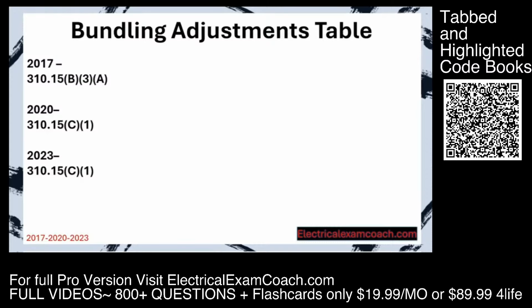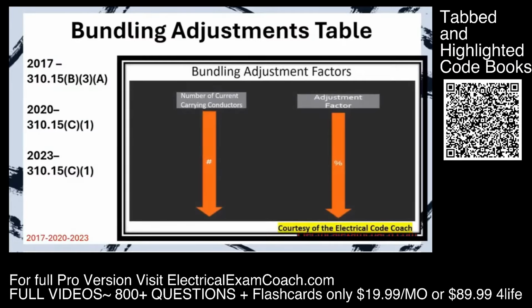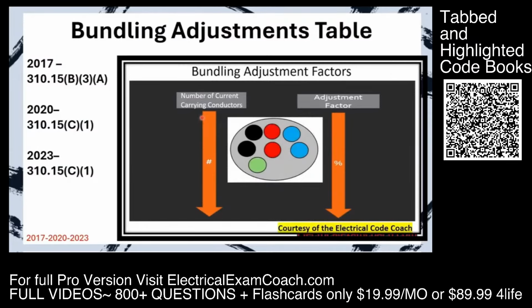Let's learn about our bundling adjustment table. Head to this respective table depending on your code cycle. When we get there, we're going to find that it's very easy to read. Reading all of our tables from top to bottom, left to right, we're going to start here on the left-hand side, and this is our number of current carrying conductors. Let's imagine we have this conduit, and we end up with 6 current carrying conductors. So we're going to slide down until we find our range, and we fall in the 4 to 6 range. Then we need to slide over and find our adjustment factor, which is just another demand factor, which is something you're very familiar with at this point in the program.